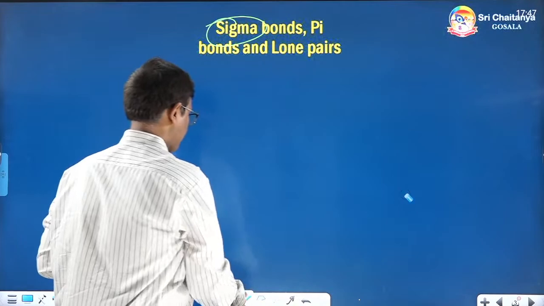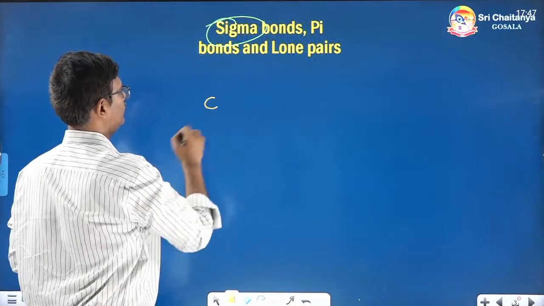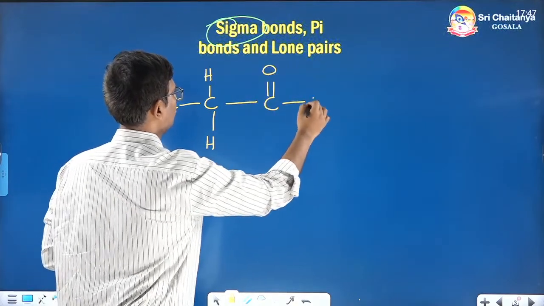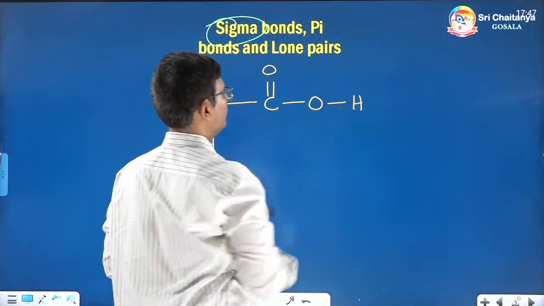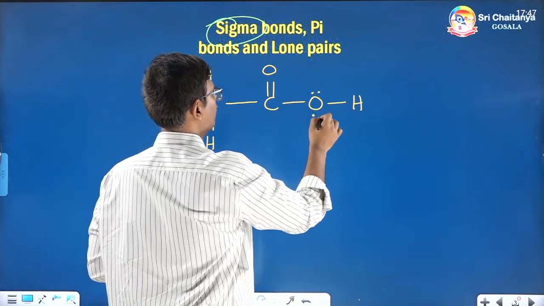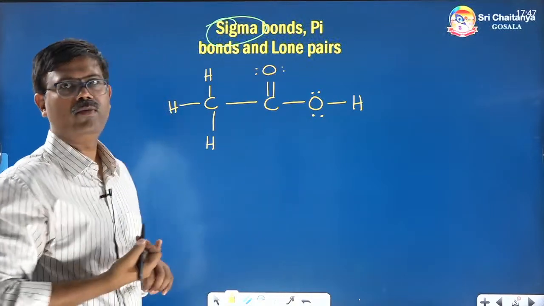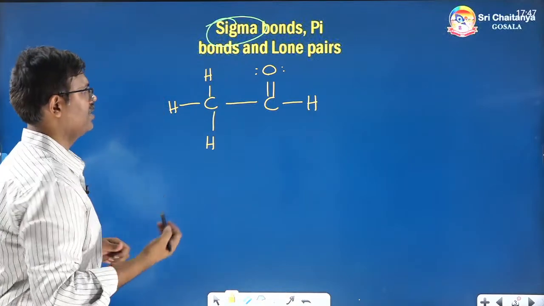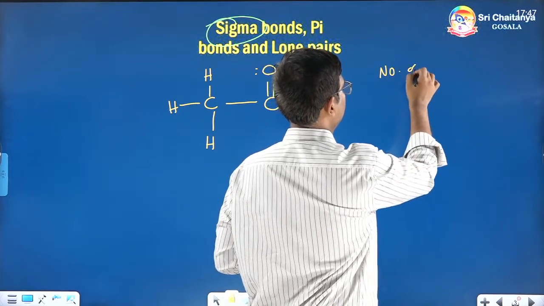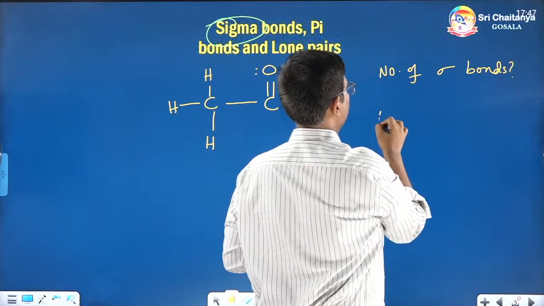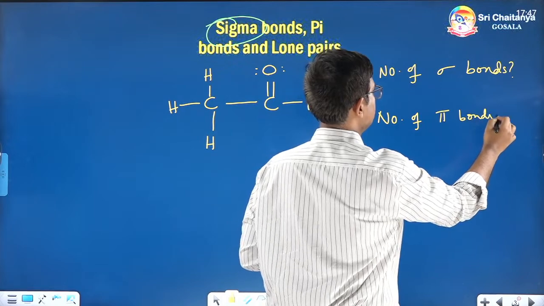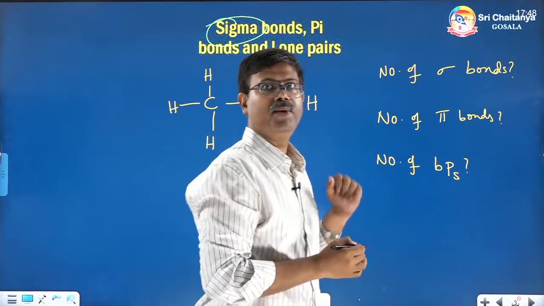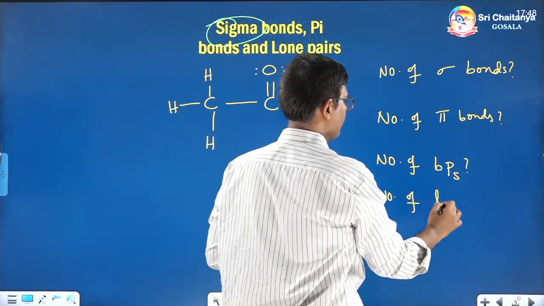Okay, see, suppose now let us take a molecule. Let us take a molecule like this, okay. Or first simple one I will take hydrogen. Now if I ask you the questions, how many number of sigma bonds and how many number of pi bonds and number of bond pairs, BPs means bond pairs, number of lone pairs.